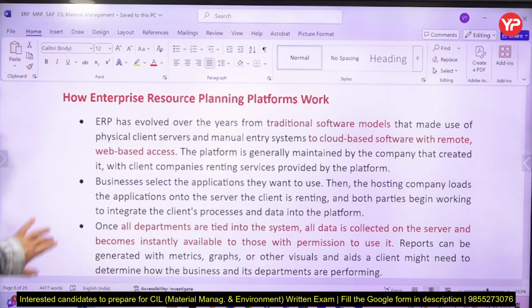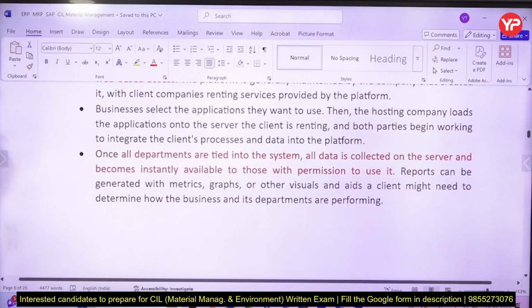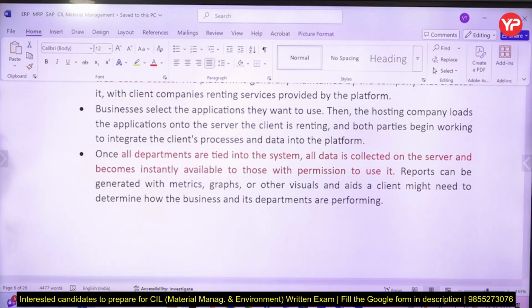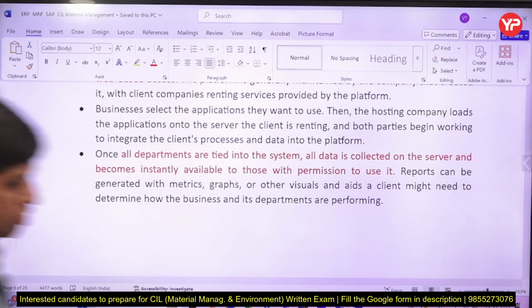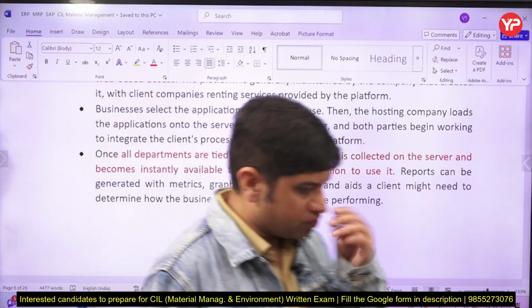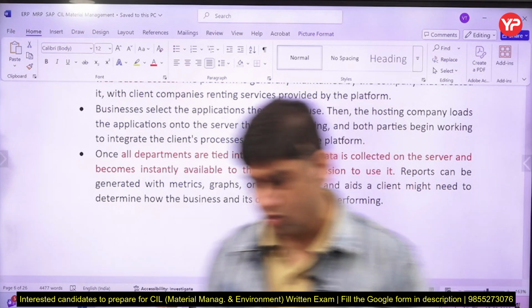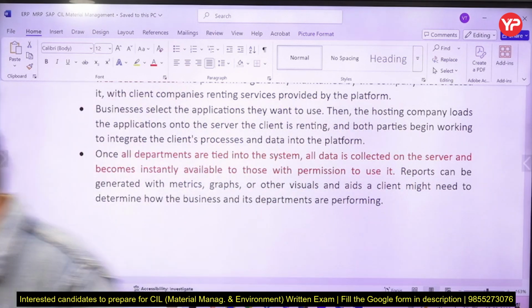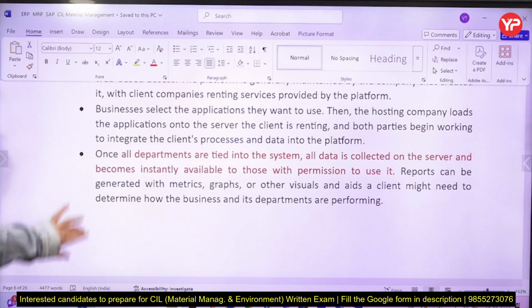So you are just working on that particular facility which is created by vendors. All departments are connected to the system, all data is collected on the server and it becomes available to everyone who wants to use it and who has the permission to use it. So combined information of all the departments is there and they can do analysis of that information. So data analysis becomes very easy. So you can analyze that data, you can make use of that information.